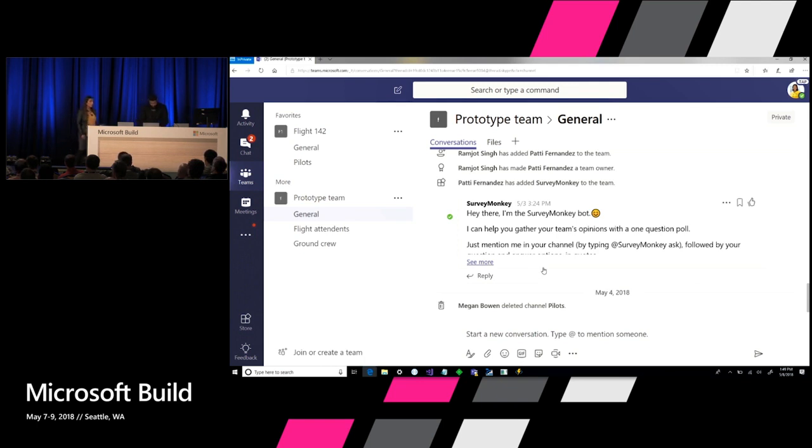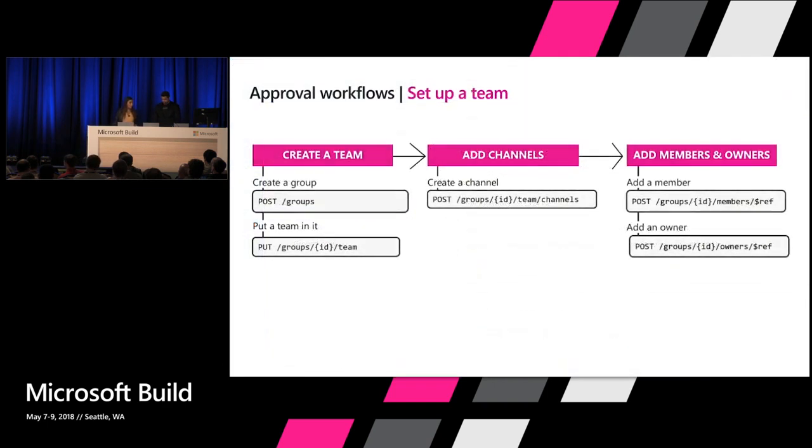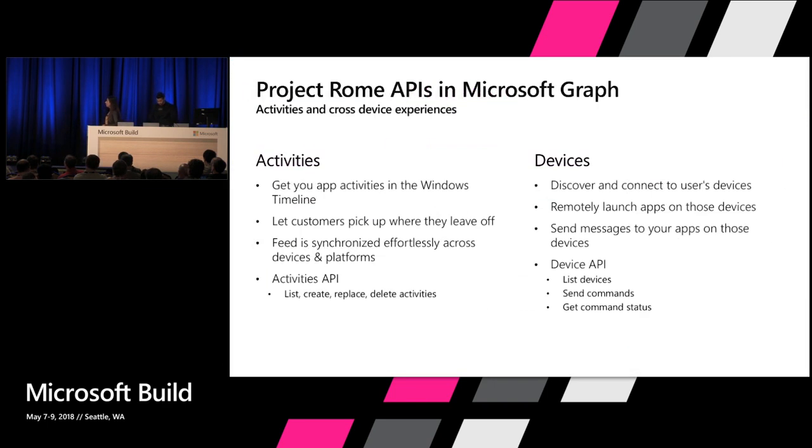Great. So what we saw is creating a team and interacting with the team right away, being able to create channels, being able to post messages, and then we can also read messages from that team. Next one. This is Windows in the Graph. So now we're going to talk about Project Rome and the set of opportunities that Project Rome brings into Microsoft Graph. The first one is around activities.